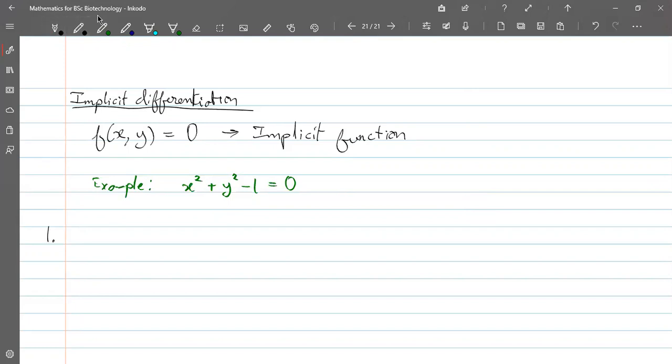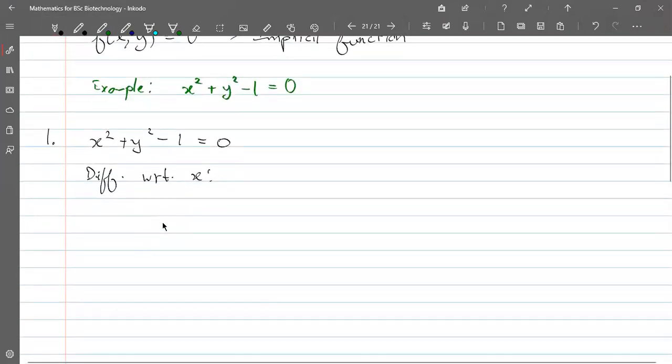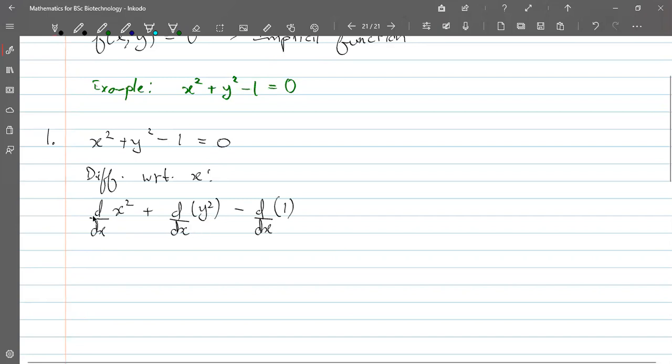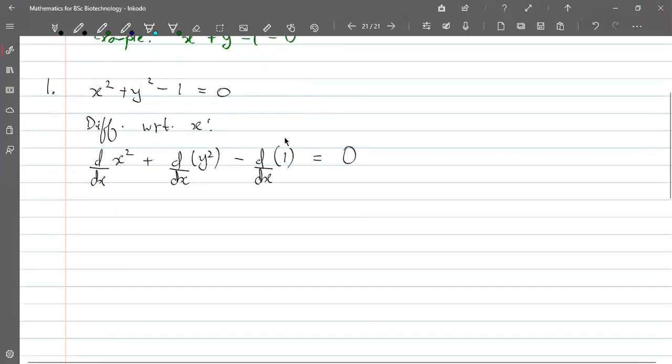For example, if you have x square plus y square minus 1 equal to 0, just differentiate. So differentiating with respect to x, maybe I'll write the step first, just for the first problem. Remember, all the terms are being differentiated with respect to x. Do not write d by dy here, because you're differentiating throughout with respect to one variable, that one variable being x here. The right hand side is clearly d by dx of 0, which is 0, so I'm not writing that.